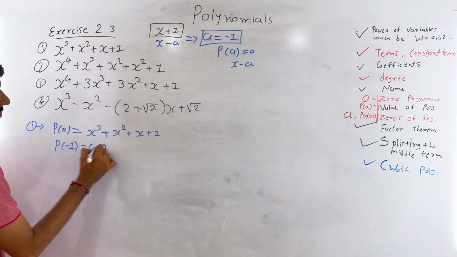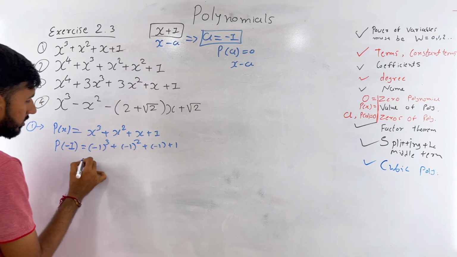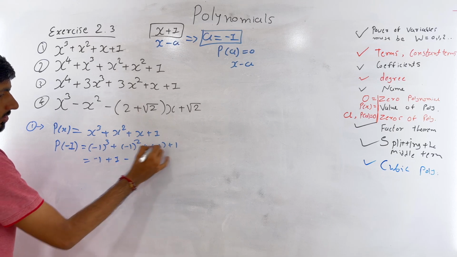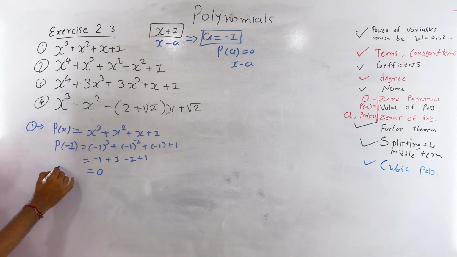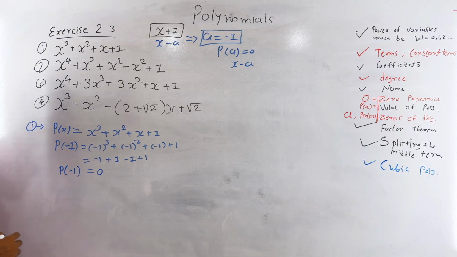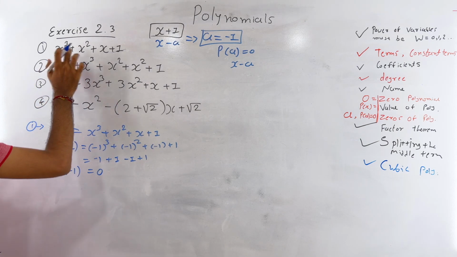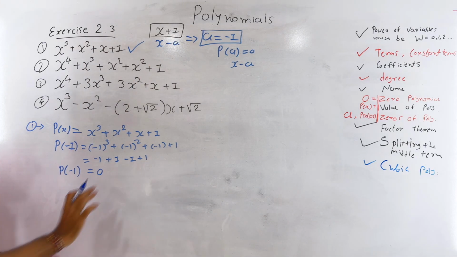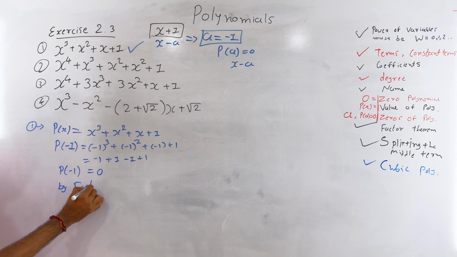So (minus 1) cube plus (minus 1) square plus (minus 1) plus 1. Very easy. Minus 1 cube will be minus 1. Minus 1 square will be plus 1. Then again I have minus 1 and plus 1. So my answer is 0. So I get p(minus 1) is equal to 0. So I can say that by factor theorem, x plus 1 is a factor of this polynomial, right? You have to write the sentence: by factor theorem.